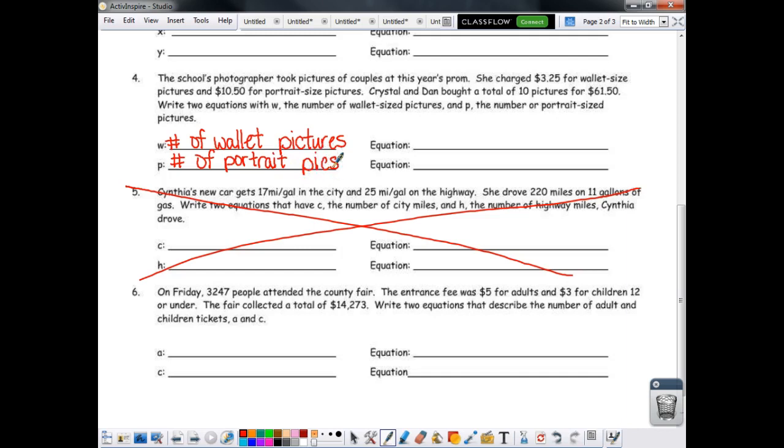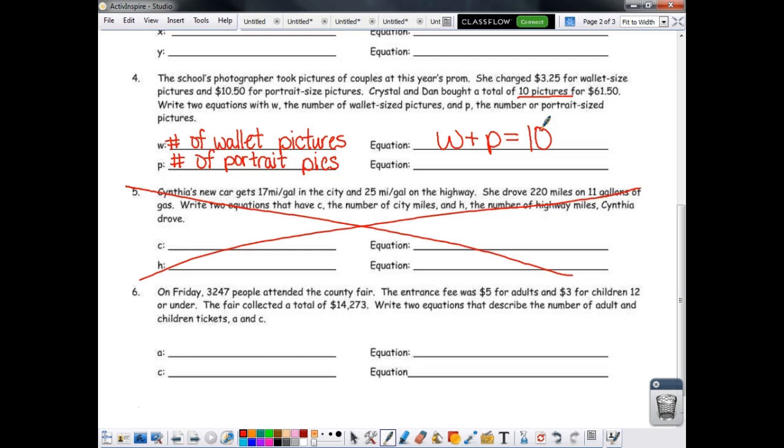Okay, so what's my first equation going to be? W plus P equals 10. Good, because I have a total of 10 pictures. These two are talking about a number of pictures, so the number of wallet-sized pictures plus the number of portrait-sized pictures together should equal 10, because there's 10 total pictures that they purchased.